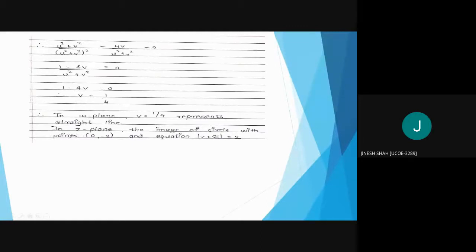In the w plane, v = 1/4 represents a straight line, and in the z plane, it is the image of the circle with center (0, −2) and equation |z + 2i| = 2. As we saw in the figure in the z plane, the circle has center (0, −2) and the equation is x² + y² + 4y = 0. After transformation in the w plane, we get a straight line in the first and second quadrant, and the value is v = 1/4. Further examples will be explained by Rahul.